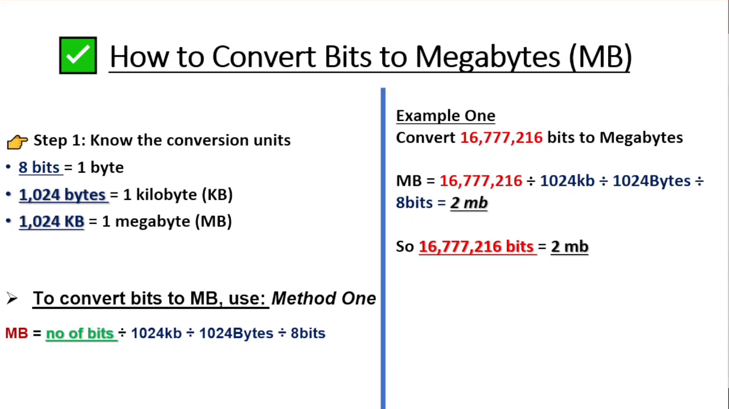So 16,777,216 divided by 1024 kilobytes will give you a number. That number you divide again by 1024 bytes, it will give you another number. That number again you divide by 8 bits, it will now give you the final answer, which is 2 megabytes. So 16,777,216 bits is equal to 2 megabytes.